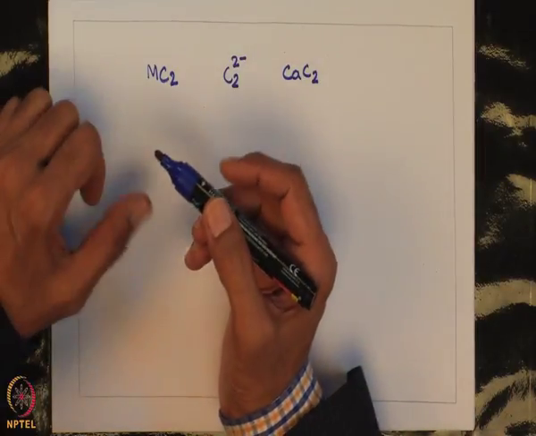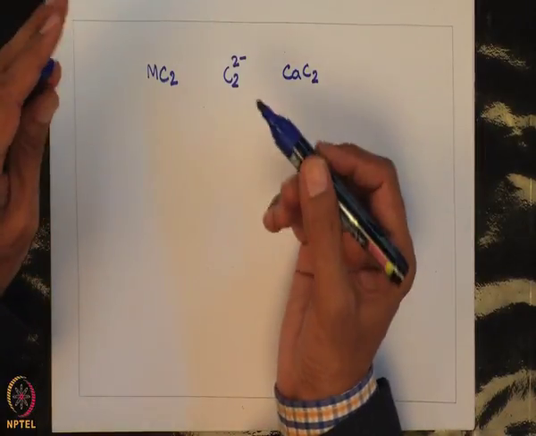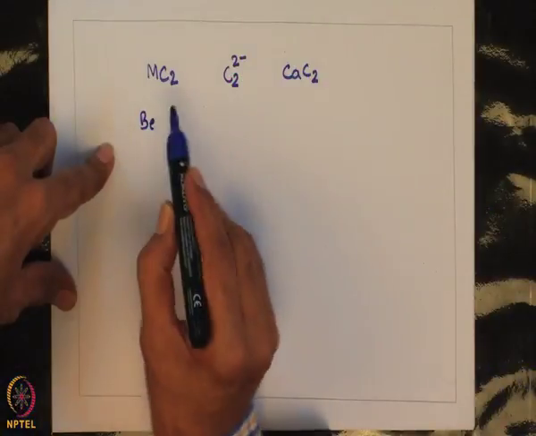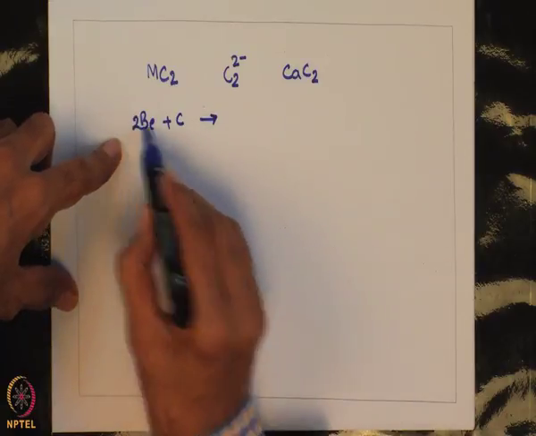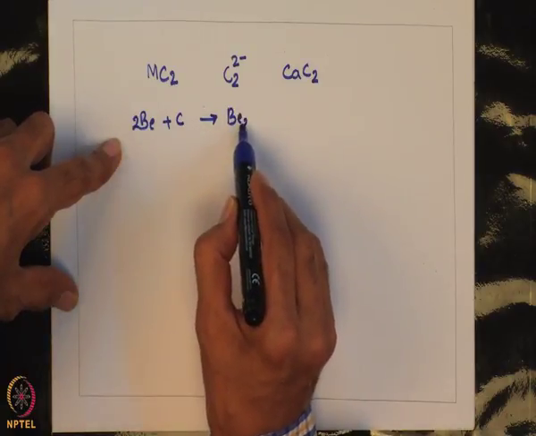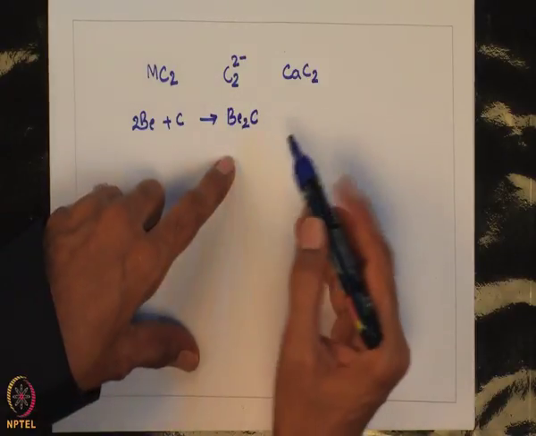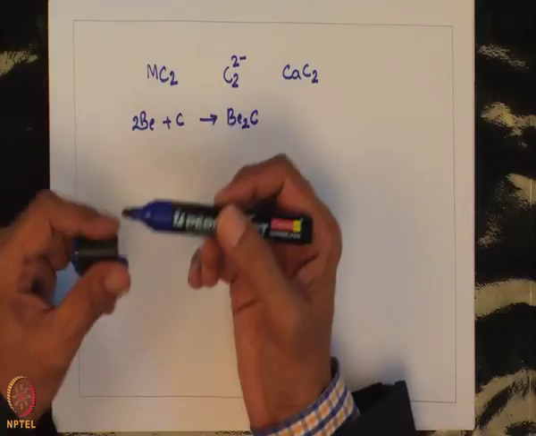Beryllium and magnesium also form two other types of carbides. Beryllium on direct combination with carbon forms beryllium carbide at high temperature. In most of these carbides of highly electropositive elements, on hydrolysis the corresponding hydrocarbon is liberated, whereas in this case beryllium carbide on hydrolysis gives methane.